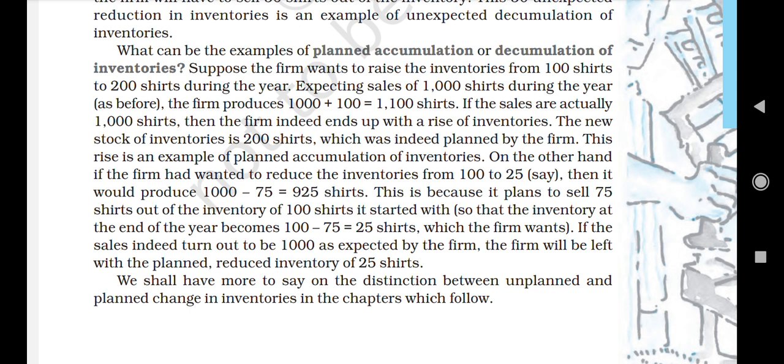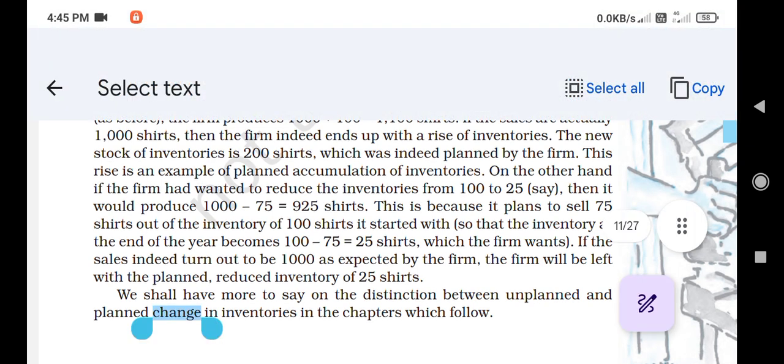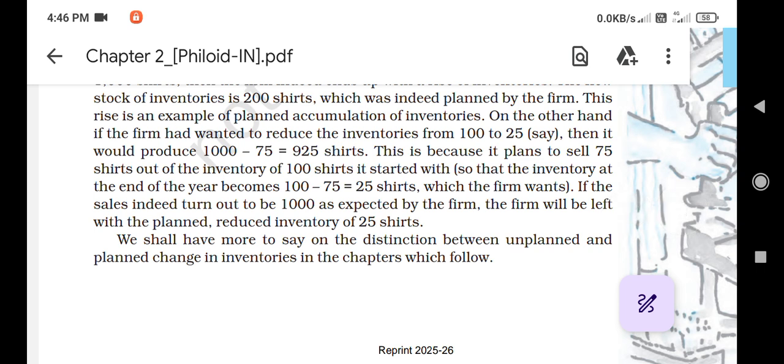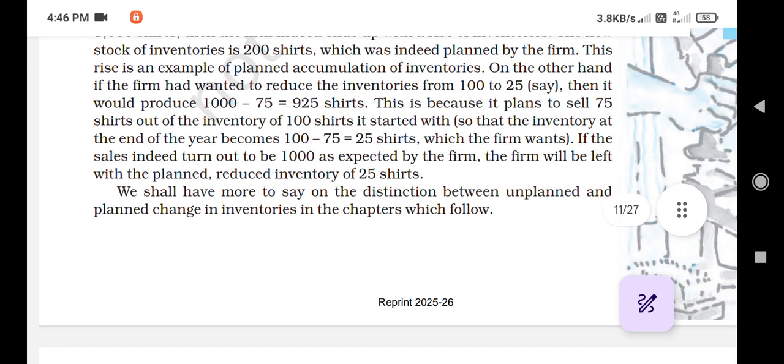On the other hand, if the firm had wanted to reduce the inventory from 100 to 25, say, then it would produce 1000 minus 75, 925 shirts. This is because it plans to sell 75 shirts out of the inventory of 100 shirts it started with. So the inventory at the end of the year becomes 100 minus 75, 25 shirts, which the firm wants. If the sales indeed turn out to be 1000 as expected, the firm will be left with the planned reduced inventory of 25 shirts.